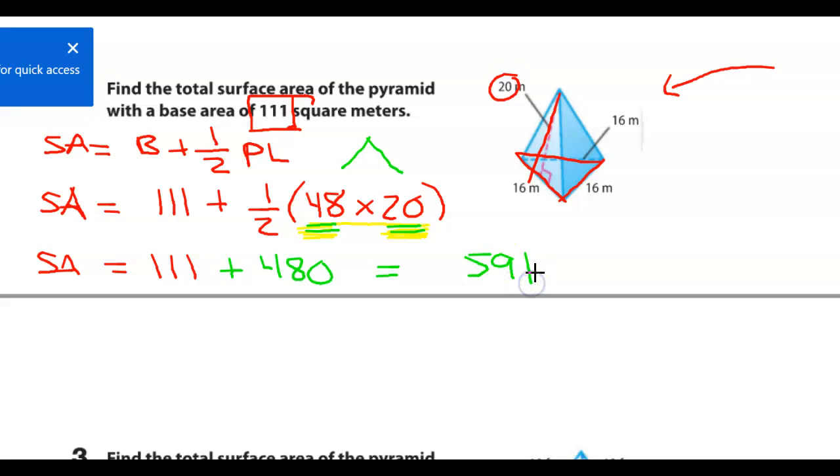591. Now it's square meters. So instead of writing square meters, why don't we abbreviate it and say meters squared? Okay, that's supposed to be meters squared. It kind of looks like an AN. Meters squared. Okay, let's go ahead and move on down to number 3.